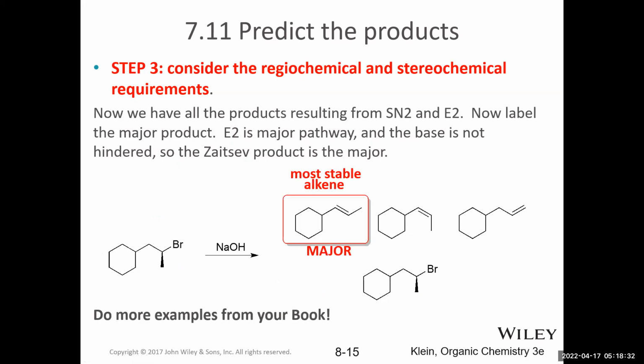Now that we have drawn all of the products, and we know that E2 is the major pathway and SN2 is the minor pathway, we want to choose one of the E2 products as the major product. Recall that since this is not a stereospecific E2 reaction, because the beta carbon is not a stereocenter, we will form the most stable alkene, both Zaitsev and, you can think of it as, E or trans. So this is just one example of going through those steps to predict products and identify the major product.